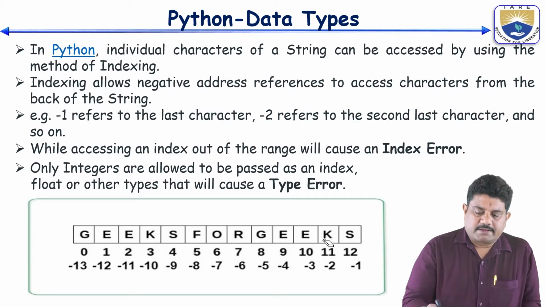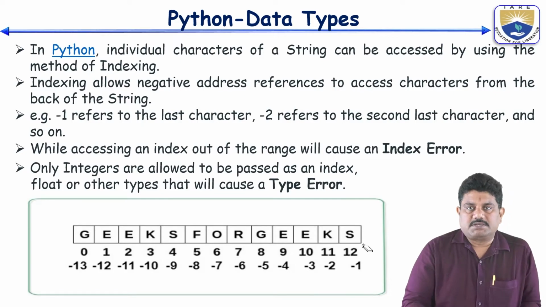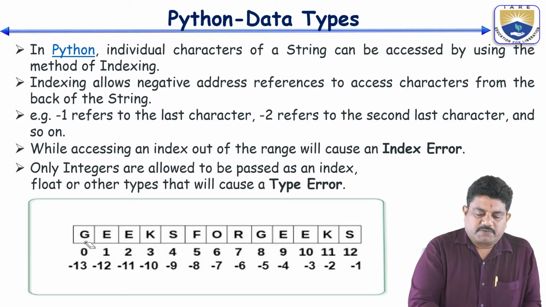Now see in this diagram, gigs, that is the string stored in the memory. This string has 13 characters. It is a length of 13 characters, 0 to 12. So these are the positions. The first letter is positioned at 0, the second letter at 1, the third letter at 2. The index of an array starts from 0.